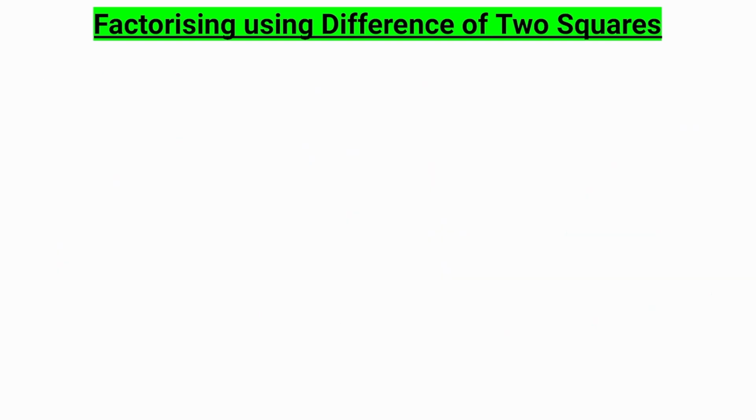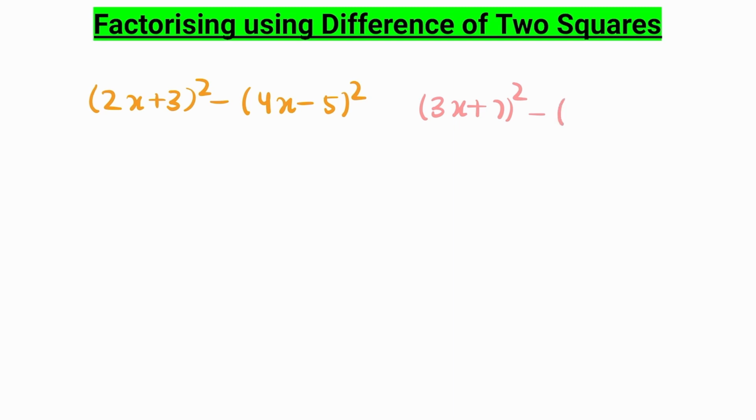Let's take two more examples. 2x plus 3 squared minus 4x minus 5 squared. And also 3x plus 7 squared minus 6x minus 5 squared. Have a shot at these two examples here. Here we can see that both of these expressions are in the form of a squared minus b squared. Here in the first example, 2x plus 3 is a and 4x minus 5 is b. So we can directly apply difference of two squares to both of these expressions.